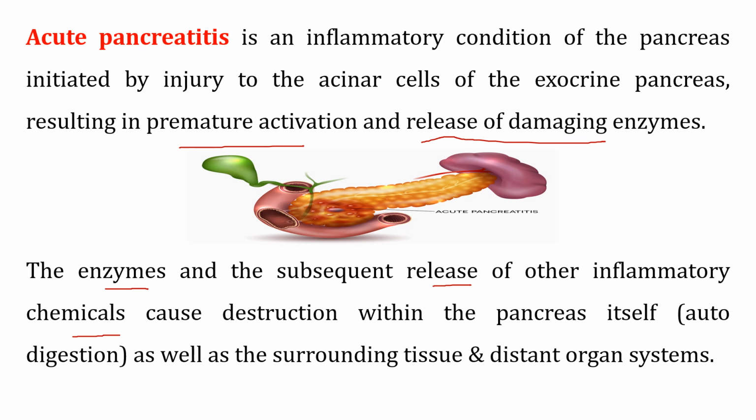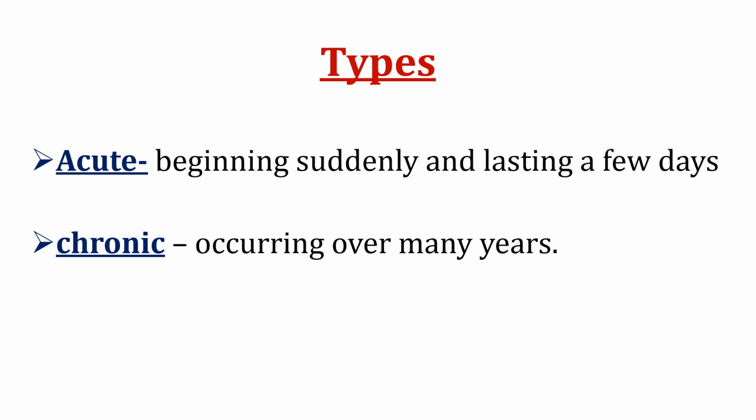These inflammatory mediators are responsible for further destruction within the pancreas itself, or what we call autodigestion, which means that the pancreas will digest itself as well as affect the surrounding tissue and maybe the surrounding organs. That's why we mentioned previously, in the lecture on multiple organ dysfunction syndrome, that acute pancreatitis is one of the triggering factors for this condition.